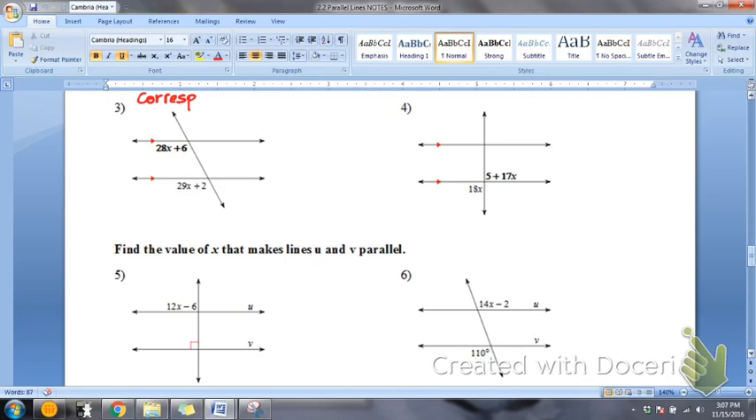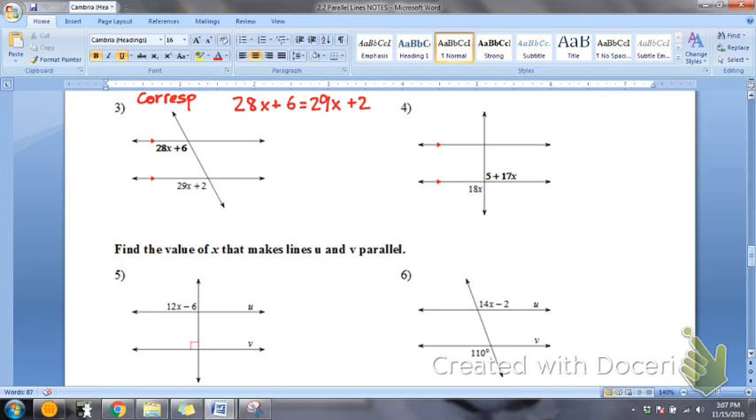They're equal to each other. We know that corresponding angles are equal. So I'm going to set these two angles equal to each other. 28x plus 6 equals 29x plus 2. Good. Okay, let's go ahead and solve this for x.